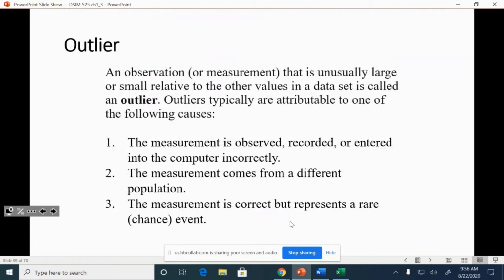So outliers are observations that are unusually large or small relative to our other values, and they can cause us to skew some of our results. Outliers are typically attributed to one of the following causes. A measurement is observed, recorded, or entered into the computer incorrectly, or the measurement comes from a different population, or the measurement is correct but represents a rare chance event.